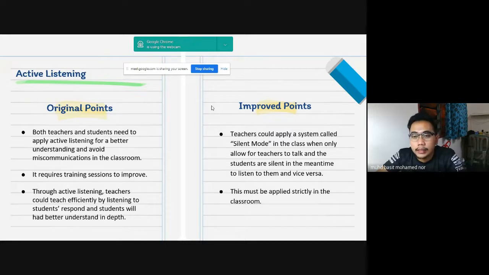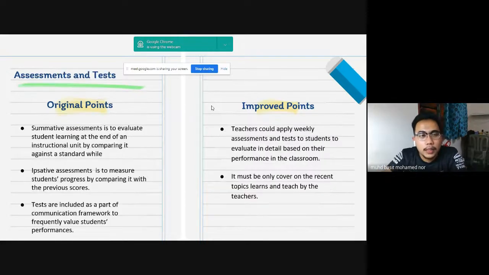So I think this is effective, I hope it will be effective. This system could help the students and also the teachers to apply active listening more efficiently in the class, and this must be applied strictly in the classroom. Next one is assessment and test. Okay, as we know, from my original points, summative assessment is to evaluate student learning at the end of an instructional unit.